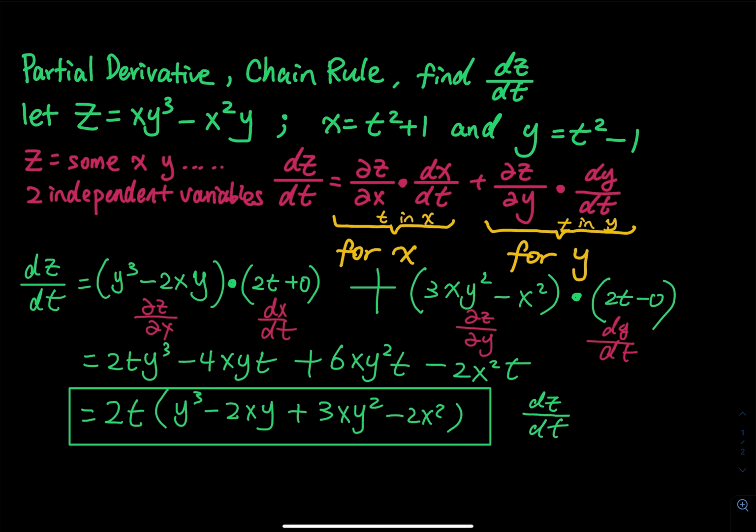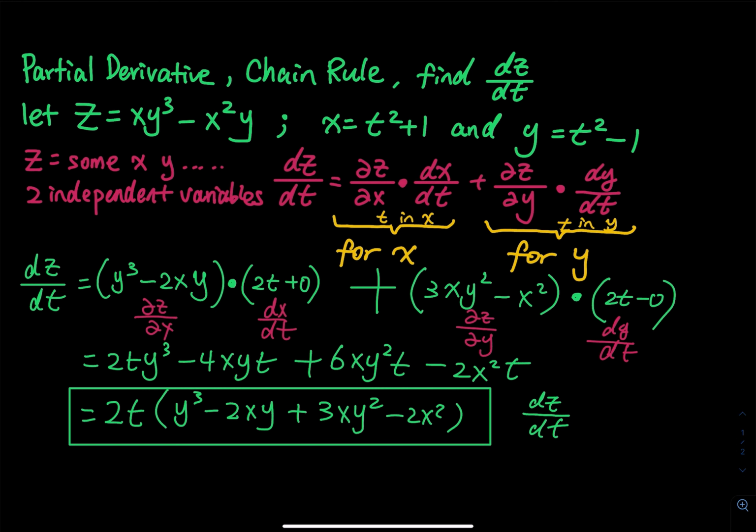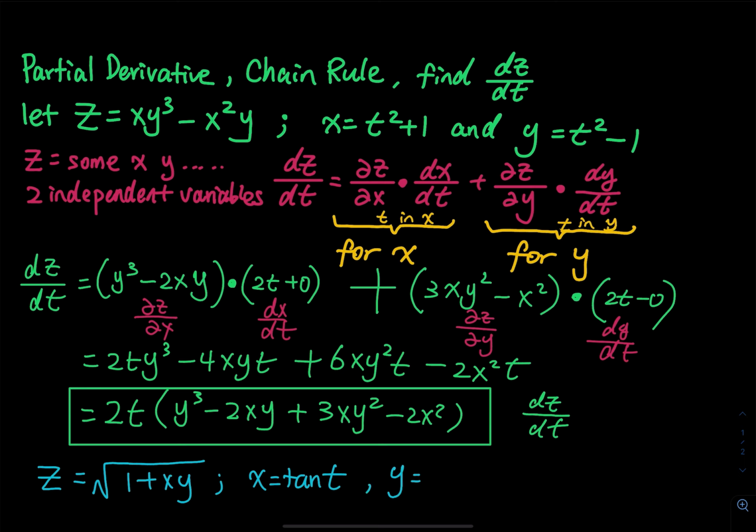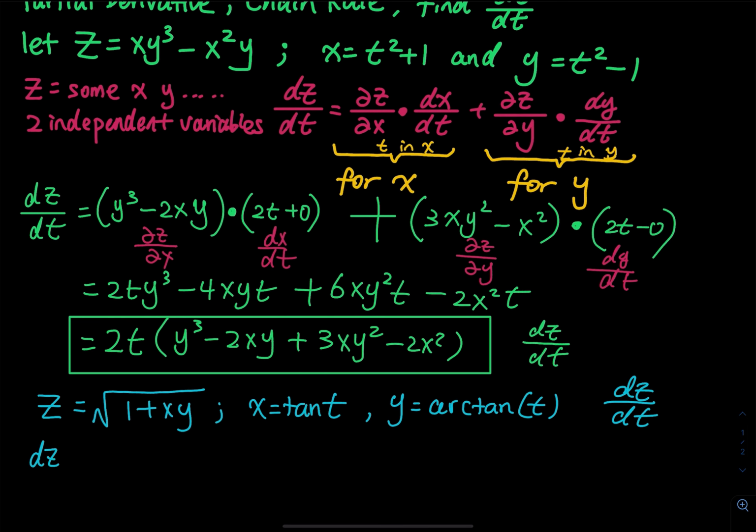Okay, so let's practice one more. This time let's just do some tangent and arctangent, shall we? So this time, how about this? I'm going to try z equals the square root of 1 plus xy. And then I am going to let x equal tangent of t, and then y equals, let's do an arctangent. Still remember the derivative of arctangent? I am looking for the derivative of z with respect to t. Okay, so that is the dz dt.